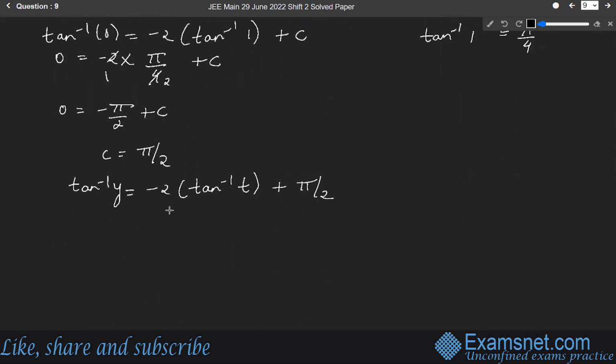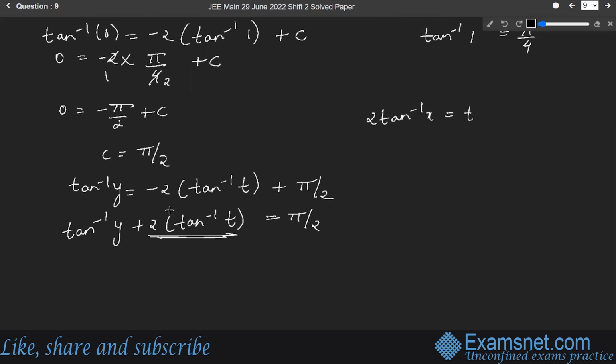Now let us take the terms of tan inverse on one side. So we have tan inverse of y plus 2 into tan inverse of t is equal to pi by 2. Now we have to substitute the formula of 2 tan inverse x. What is the formula of 2 tan inverse x? We know that 2 tan inverse x is equal to tan inverse 2x divided by 1 minus x square. So we have to use this formula here.